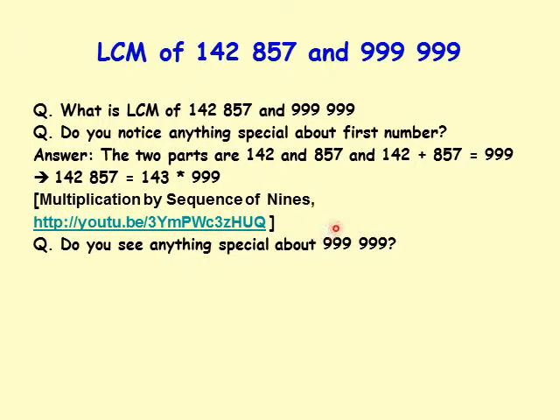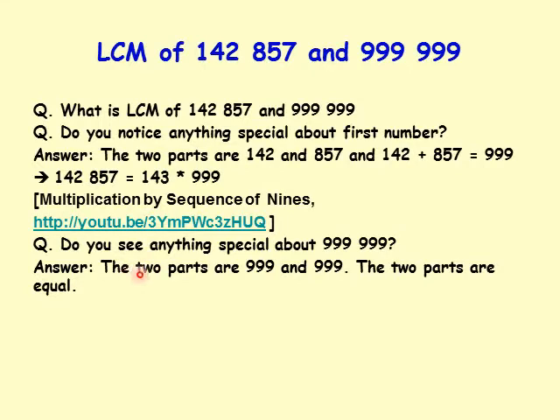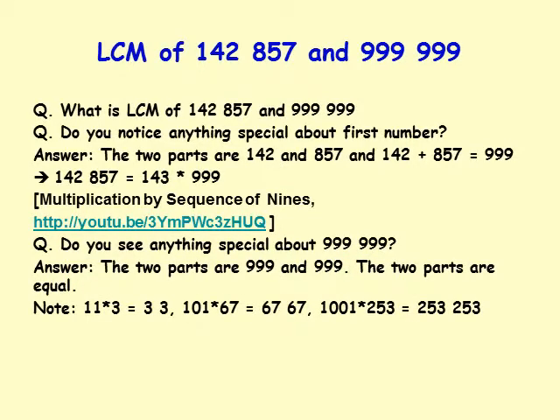999999? That is a sequence of nines, three nines and three nines. The first three digits and last three digits match. The two parts are 999 and 999. The two parts are equal. Okay, let's continue, and let's look at how we get two matching parts.